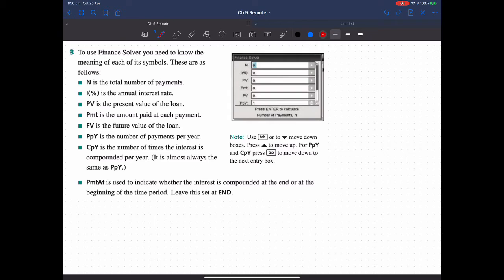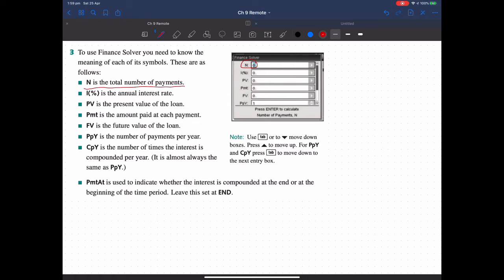First thing to note is you're asked to put in the value of n. N is the total number of payments. So if you were working out monthly payments over the year, you could type in the number 12 because there would be 12 monthly payments over the year.